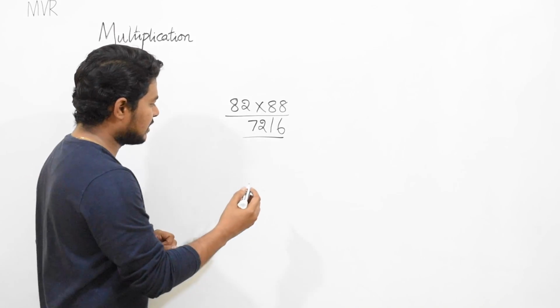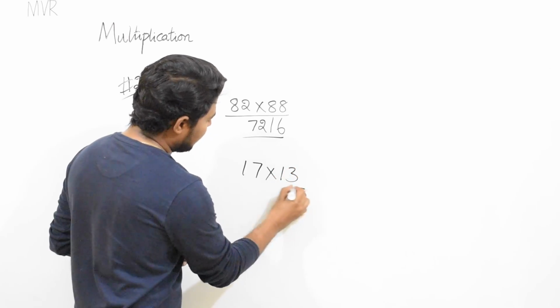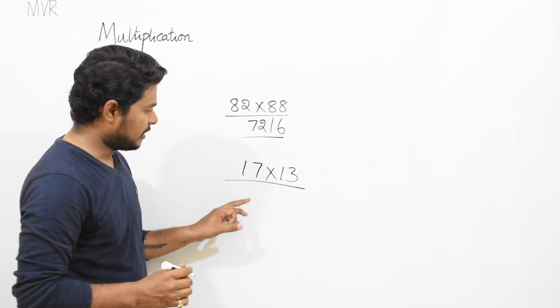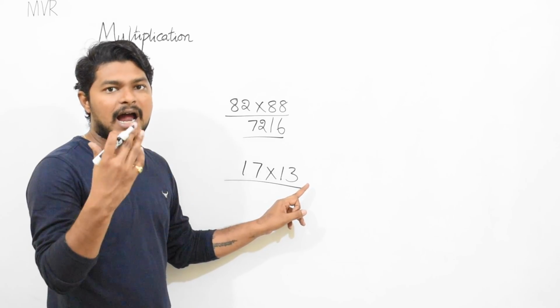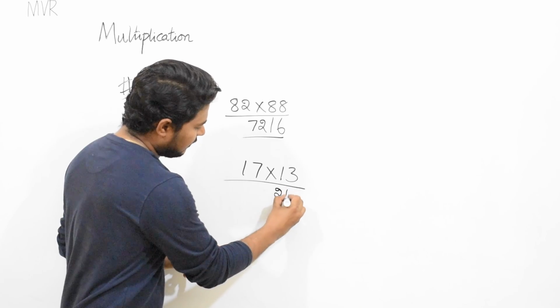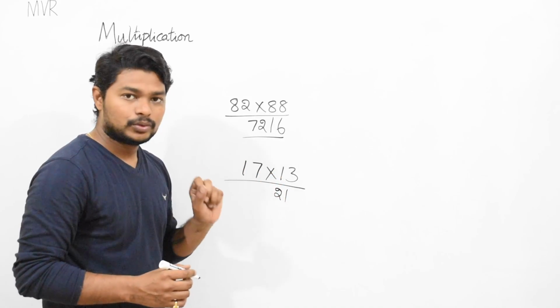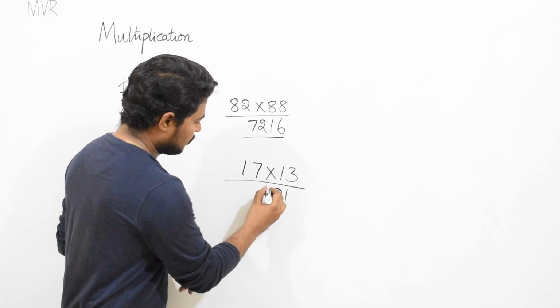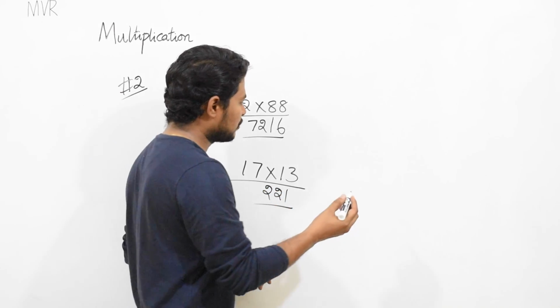If you want, you can take another example. It is 17 into 13. Here the units value sum is adding to 10. So 7 into 3, 21. So 1 into 2, how much? 2. 221. If you want, we can take another example also.